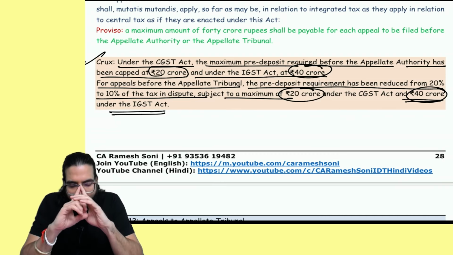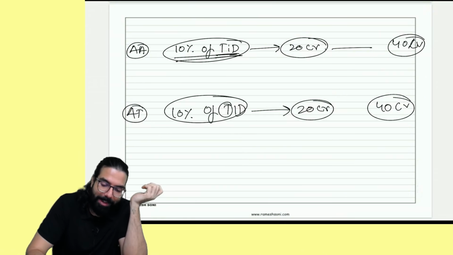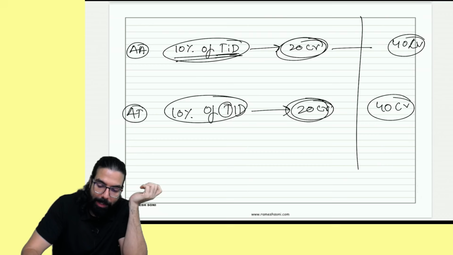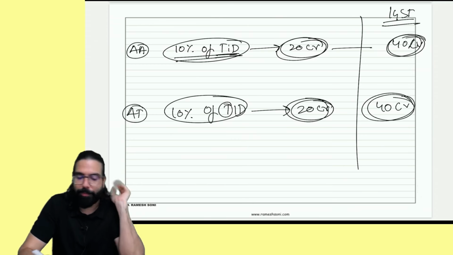Very, very important from the exam point of view. When you are going for appeal to the appellate authority, I'm again telling you, 10% of tax in dispute. Maximum is 20 crore and 20 crore. And under the IGST Act, it is 40 crore rupees. Please be very careful.